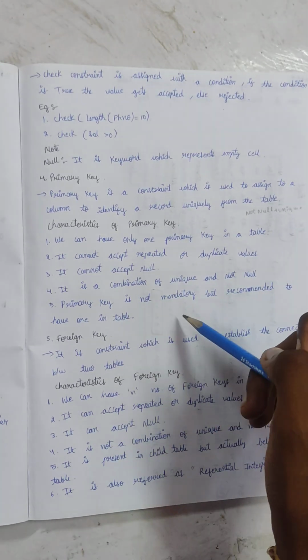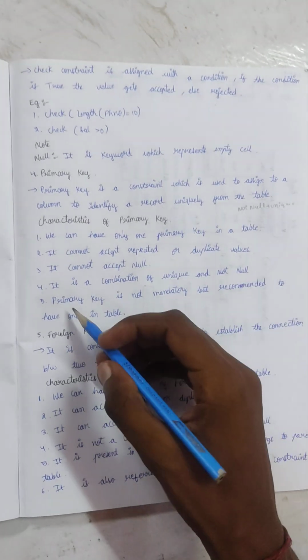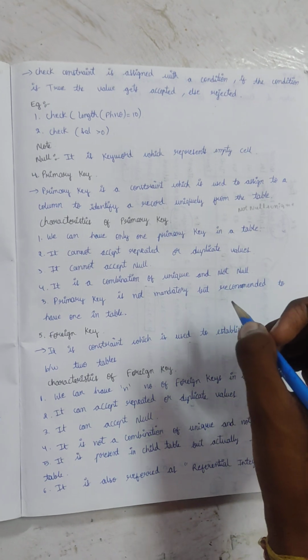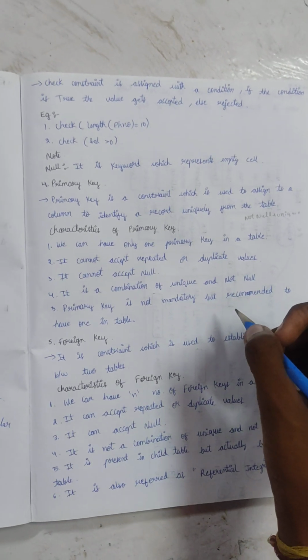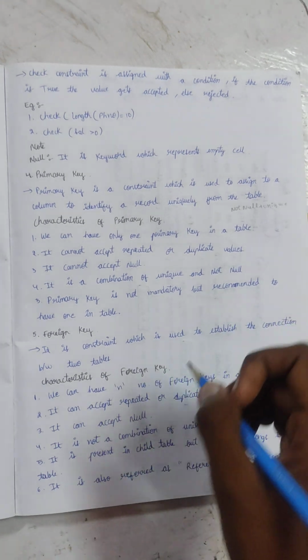Primary key is not mandatory but recommended to have one in a table. Not mandatory means it is not necessary. We can use it or not, but it is recommended to have one in a table for our convenience.